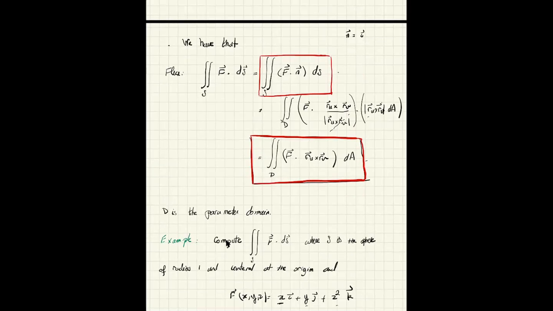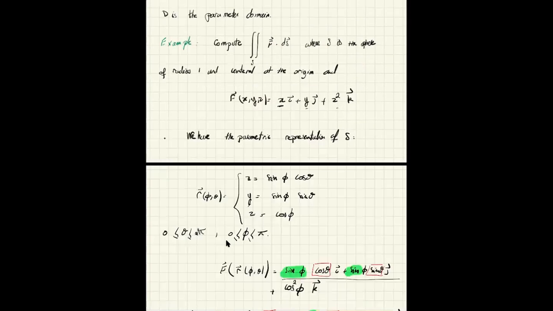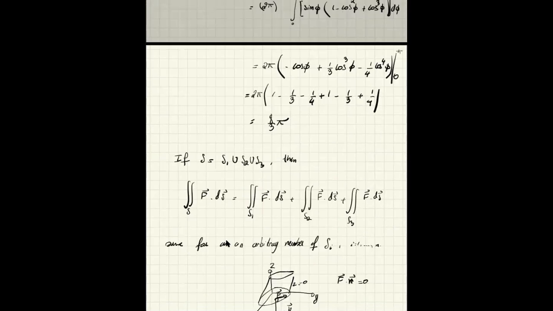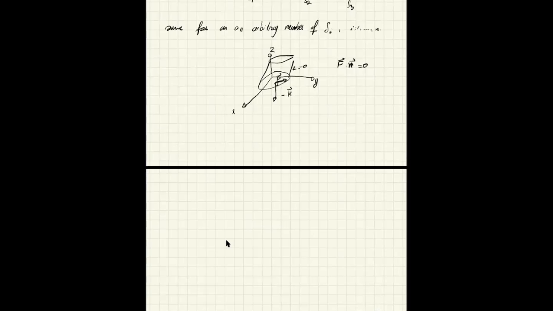Okay, so that's how this is done. There is one last example, so please, I'm going to upload the notes today, so please go over it. But for the last 30 minutes, I would like to give you the flux version of Green's theorem.